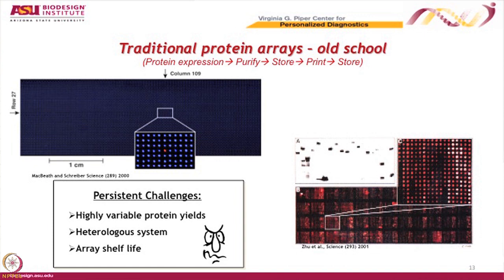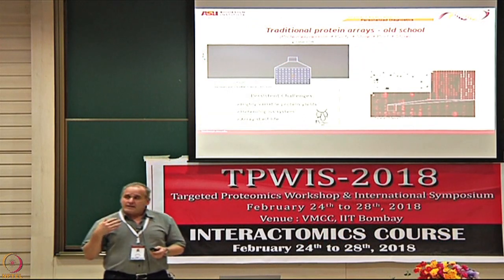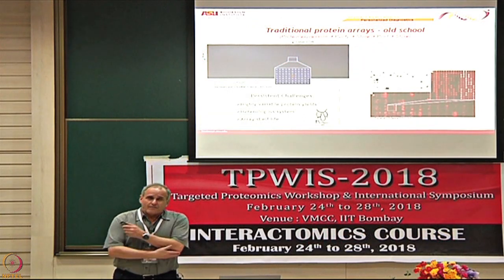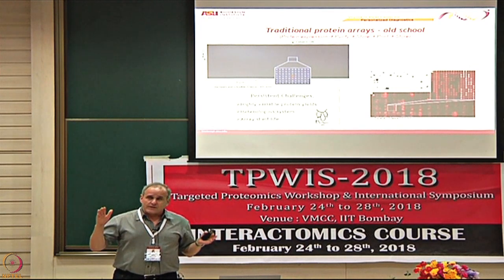This is the classic way of making arrays, which is to purify the proteins and spot them on the surface, right? So you take purified proteins and print them. It's a method that definitely works. People like Hungju have done this for many years. They purify proteins in high throughput. It has limitations.